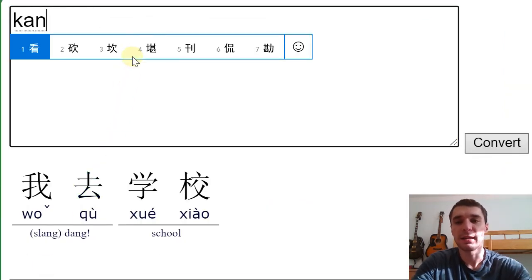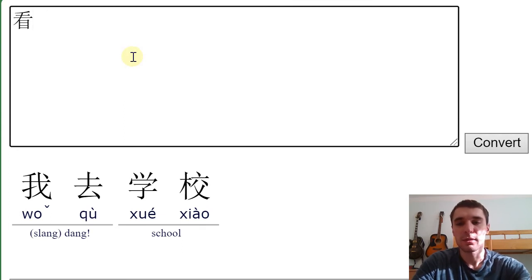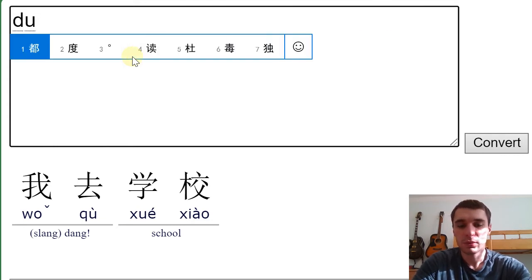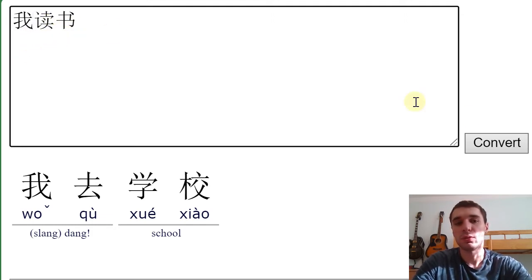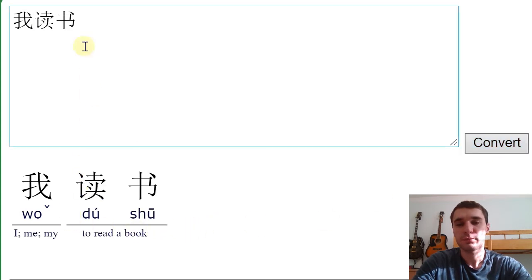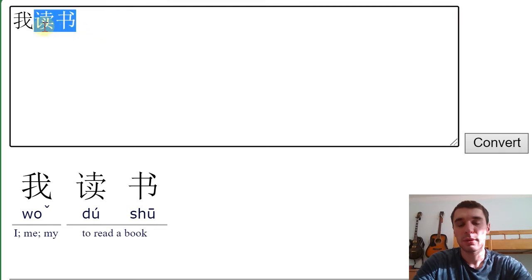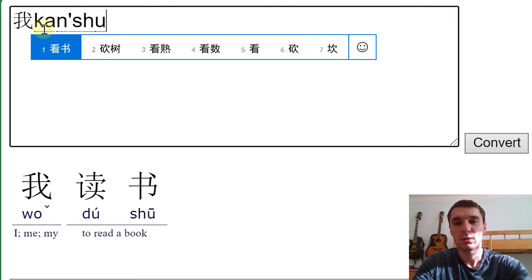You can say 看书, means read book, or you can say 读书 if you read this book out loud. If you read this book loudly, you 读书. For example, I read a book. 我读书. Yes, I read a book. Or you can say 我看书.